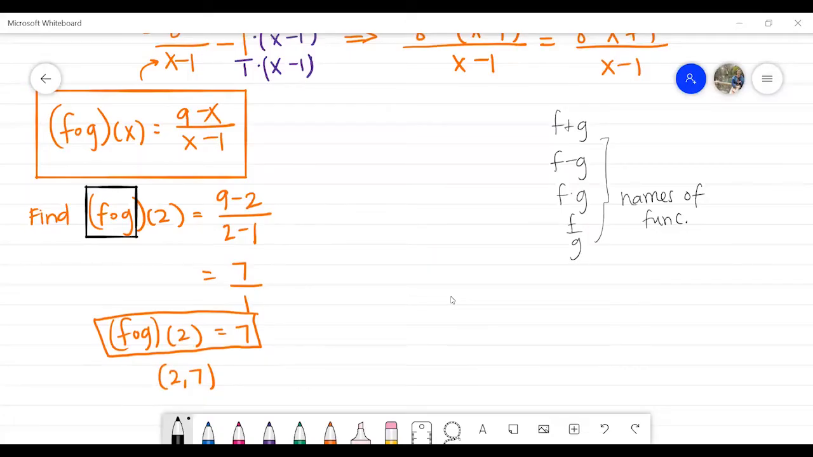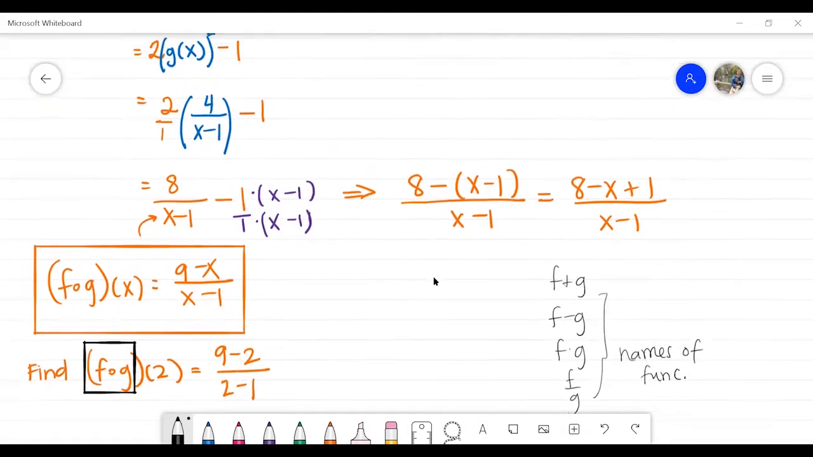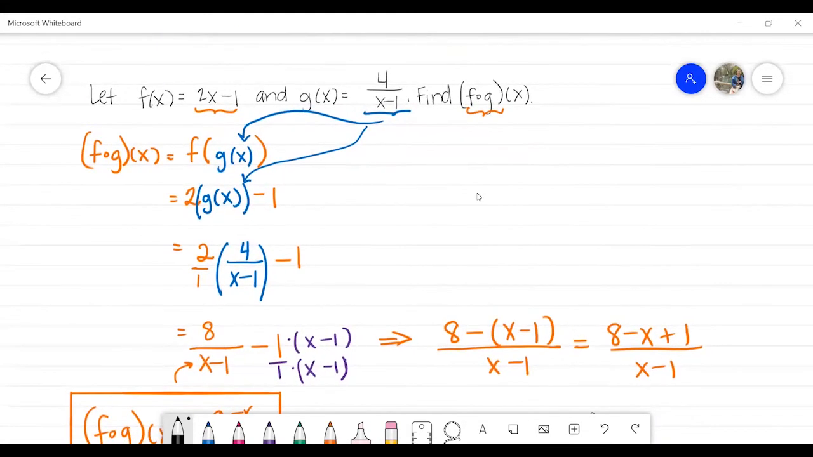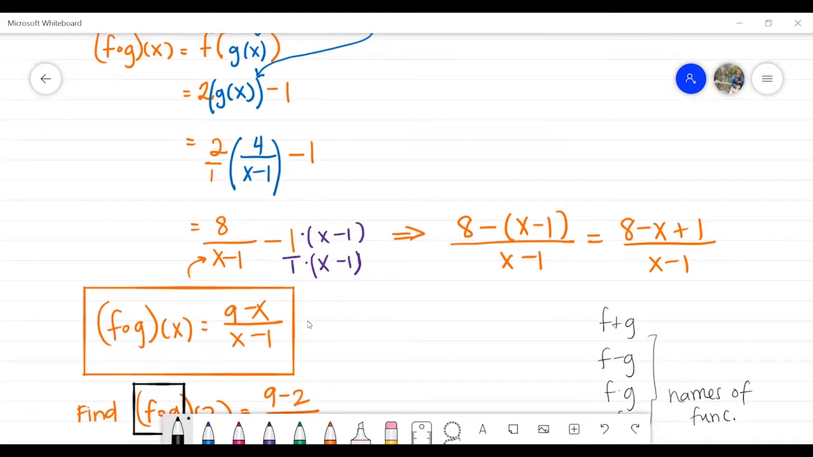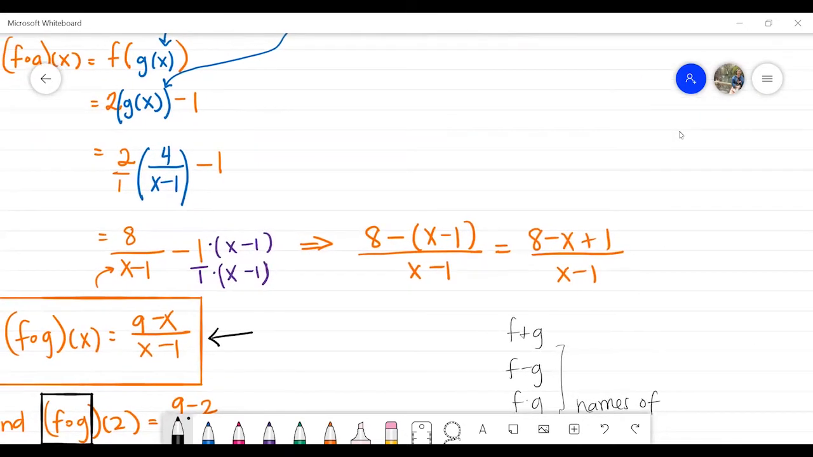Okay, so I want to jump back to the last type of example that we saw. We looked at f of g of x here, right? And then this is what we arrived at as an answer. So if we consider this, I'm going to just write it off to the side so I've got room for it. So f of g of x, we've got (9 minus x) over (x minus 1).